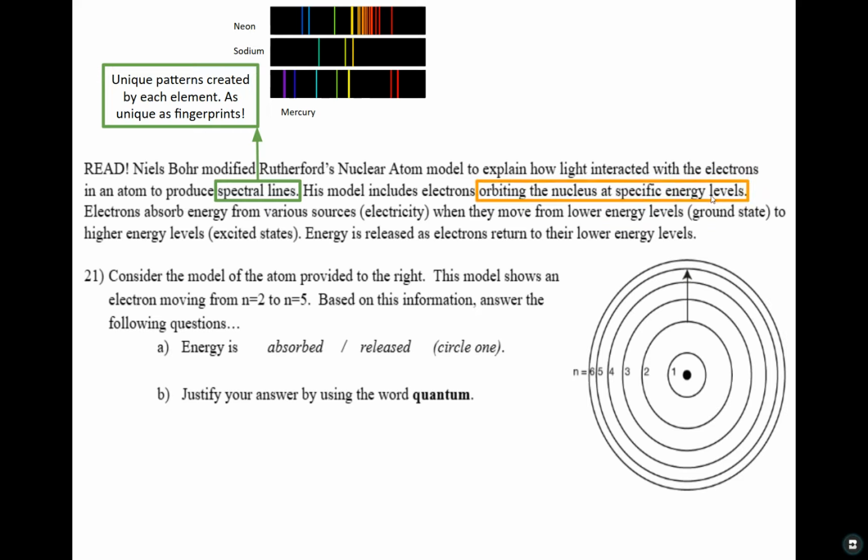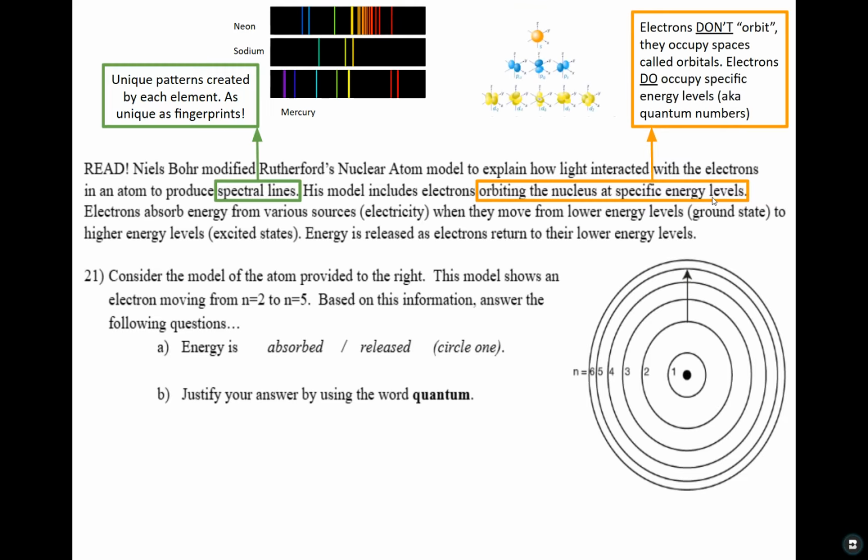Okay, so I know that electrons technically don't orbit. They occupy spaces called orbitals. We're familiar with the S, P, and D-shaped orbitals. There is the F orbital, but we don't worry about that in this class. We also know that electrons do occupy specific energy levels. So Niels Bohr was half right. We do have specific energy levels. They just don't orbit the nucleus.